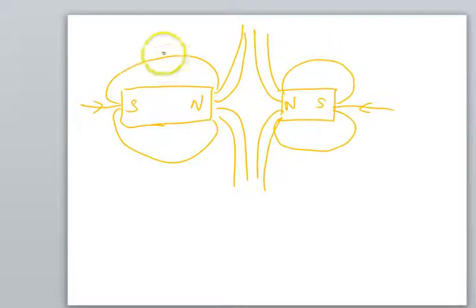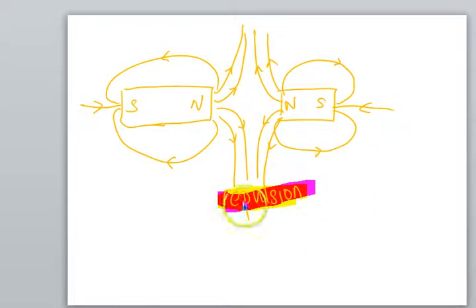Sorry for the ugly drawing, and sorry for the wrong direction also. So magnetic field lines will look like this, coming out from the north, going into the south. And this means repulsion, where the magnetic field lines do not connect together. They seem like they want to avoid each other. So these field lines will tell you that this is repulsion. Let me underline repulsion. So take note, this is how you draw repulsion.